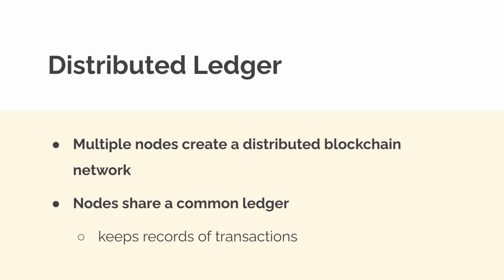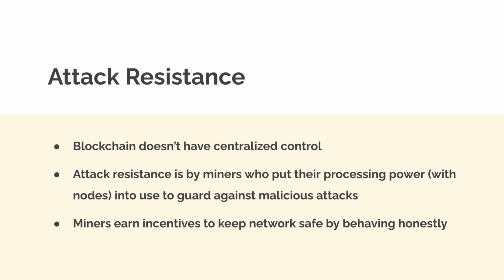As well, the Ethereum blockchain is a distributed ledger. This means you have multiple nodes working together in a network, and that's known as a distributed blockchain network because the nodes are distributed. And these nodes share a common ledger, and this distributed ledger is what keeps records of transactions.